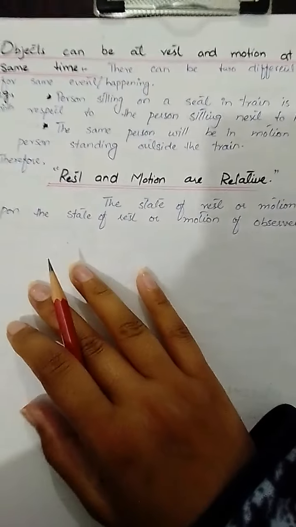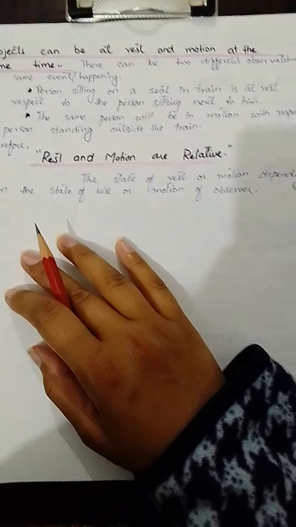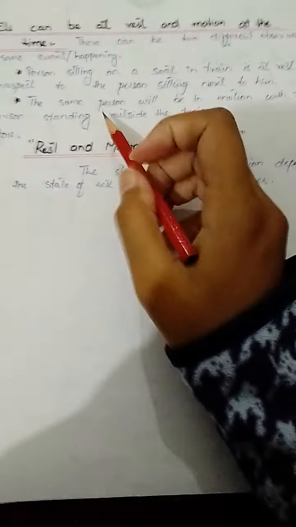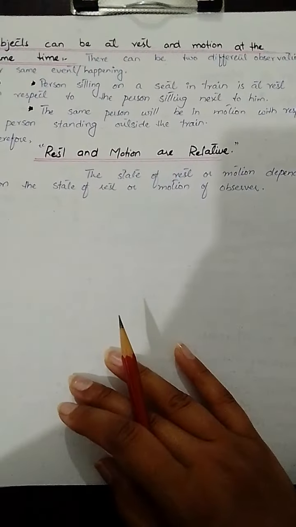Objects can be at rest and in motion at the same time. There can be two different observations for the same event. This is an important point. There can be two different observations for the same event.